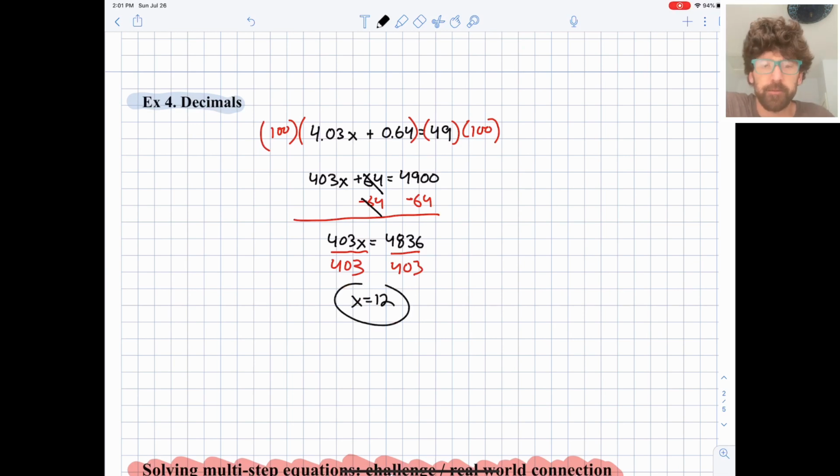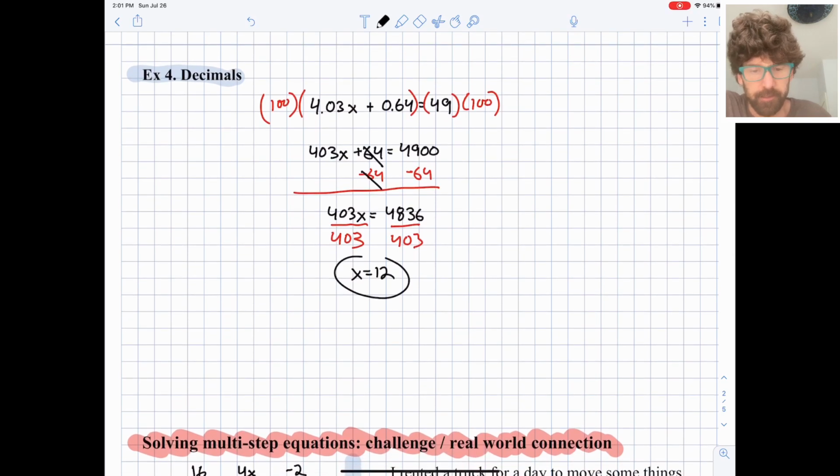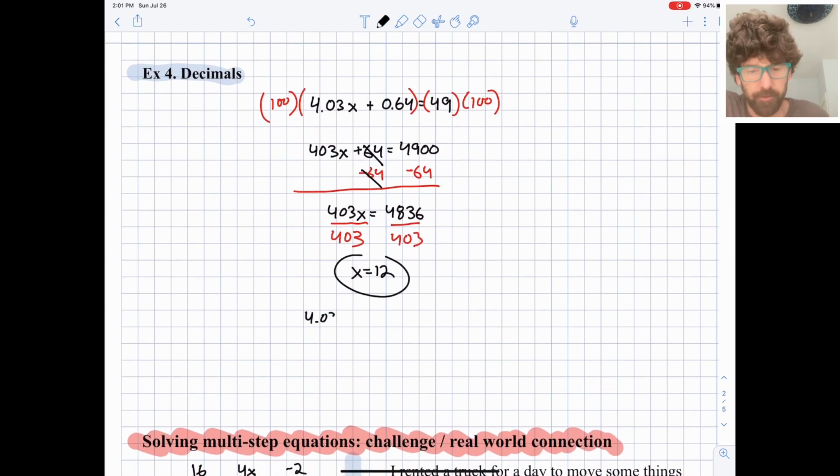This is a good one to do a formal written check, I believe. Let's do 4.03 times 12 plus 0.64. We're wondering if that's equal to 49. So I'm just going to run that through on my calculator. 4.03 times 12 plus 0.64. And it does, it checks out, it equals 49. Okay, so it looks like we got the correct answer. That's a great place to stop, right there.